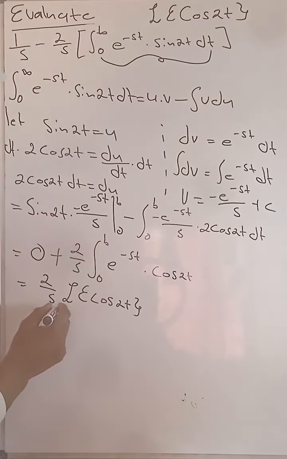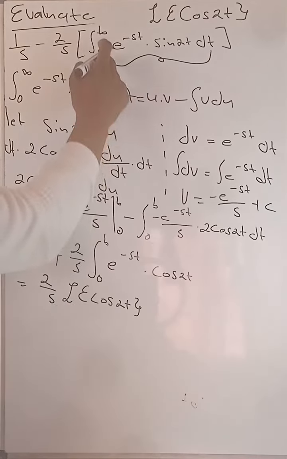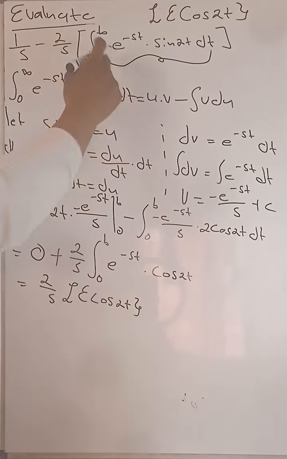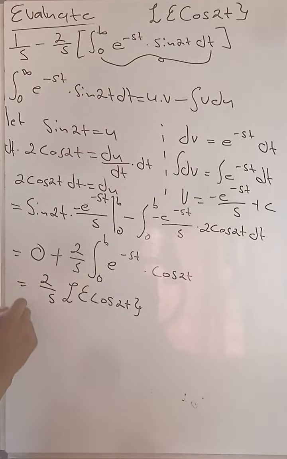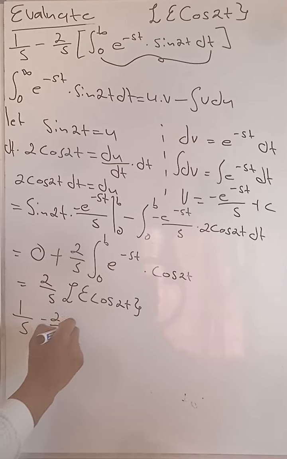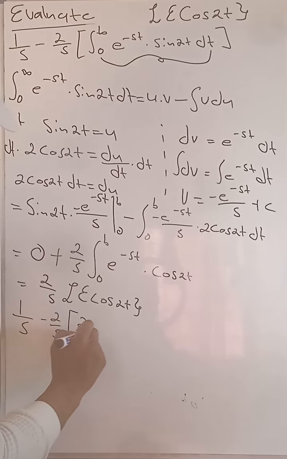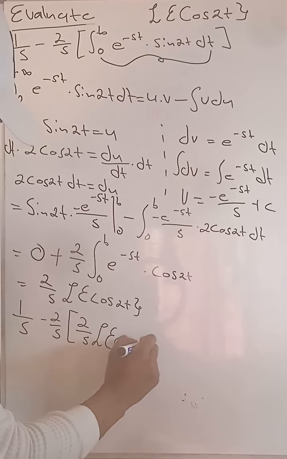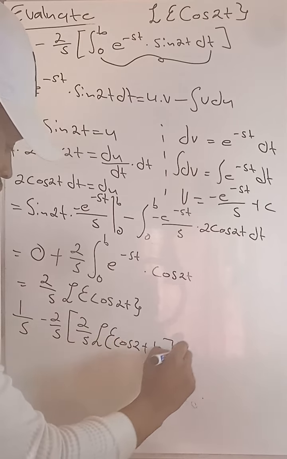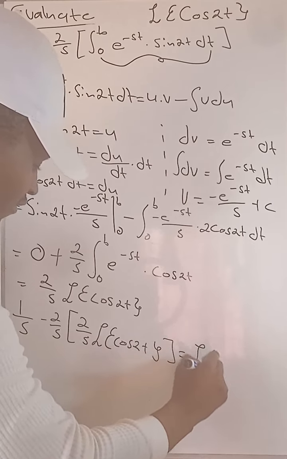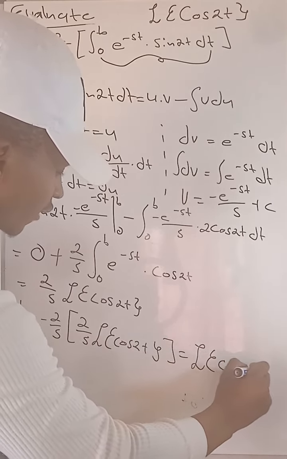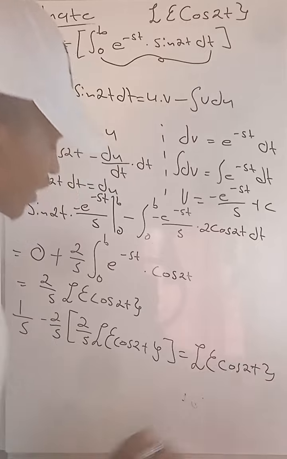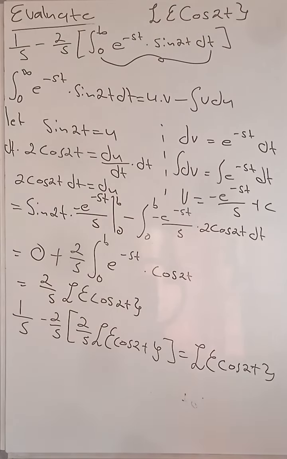So this guy, don't forget, is this whole thing here evaluated. So I'm going to substitute it there. So I'll be having 1 over s minus 2 over s times 2 over s Laplace transform of cos 2t, which is equal to Laplace transform of cos 2t. Don't forget, guys, this whole thing that we are doing now, it is equal to Laplace transform of cos 2t.